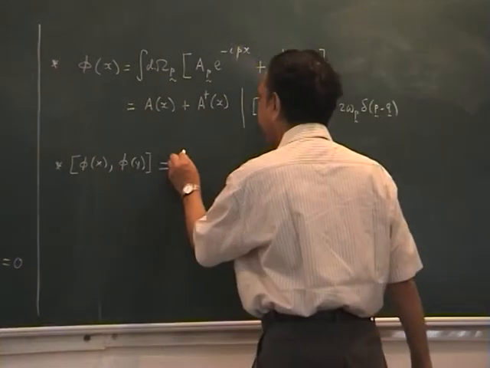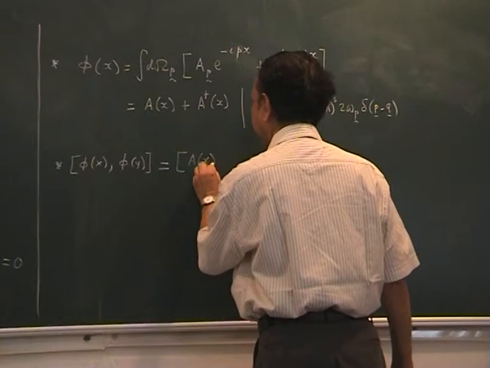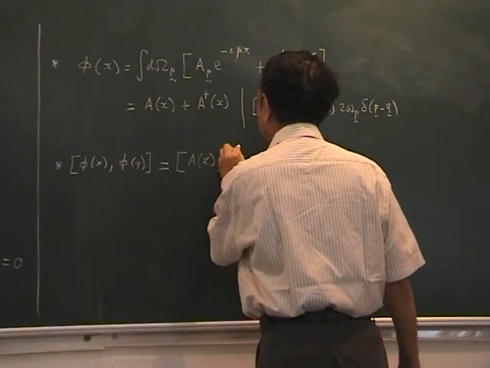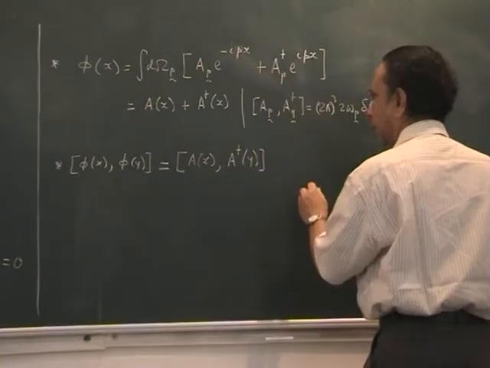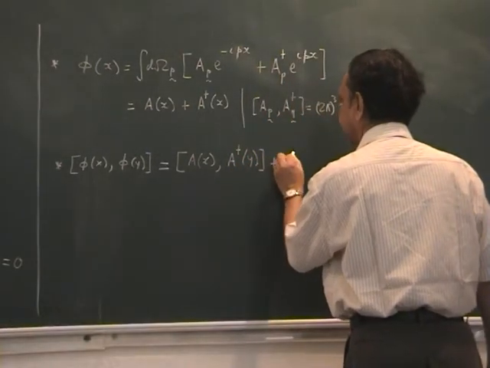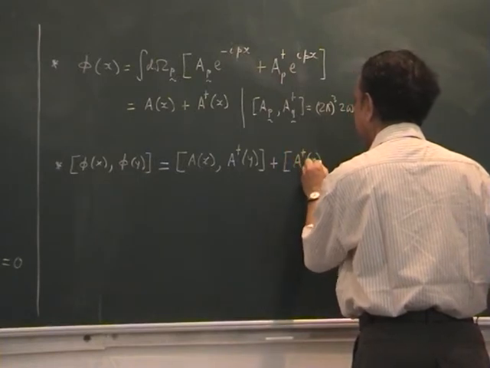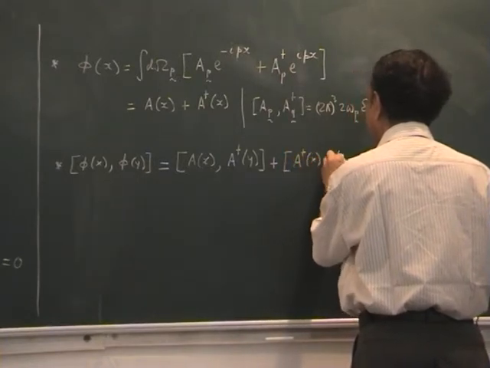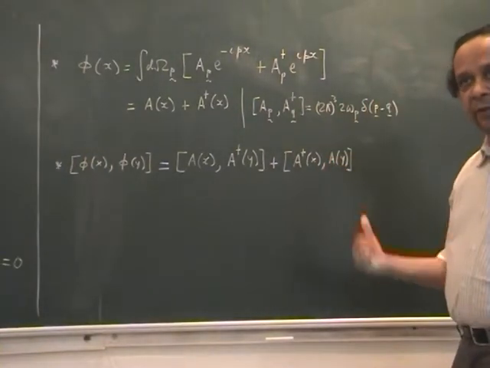So what I have got on this side is A at x, A dagger at y, plus A dagger at x, A at y. Again, watch out for sign errors. Okay, so this is what we have.